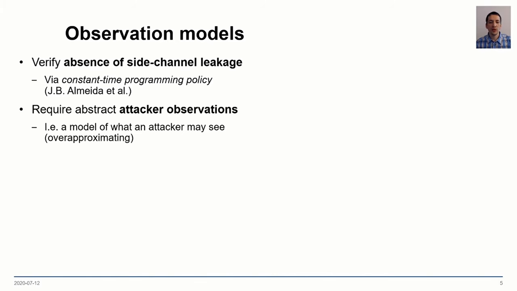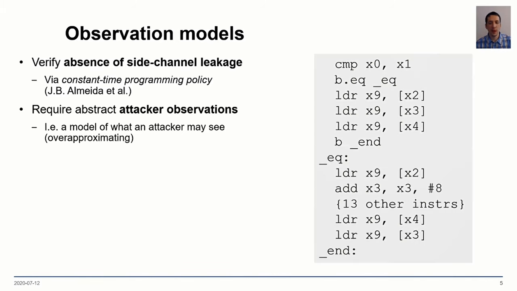To make the presentation more concrete, we will use this example program and pretend that it is a snippet of our web browser program binary. It first compares two registers and branches based on their equality. One branch executes three loads from memory and then terminates. The other branch executes three loads with slightly different addresses and 14 instructions in between the first two loads. And then it terminates as well. These 14 instructions are no memory operations.